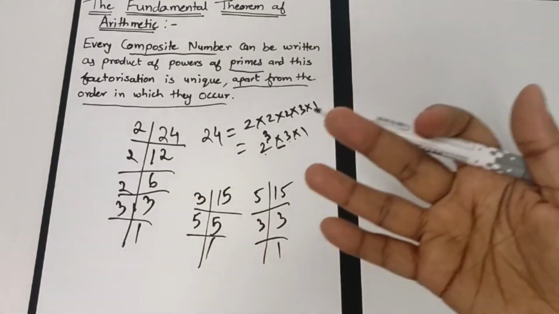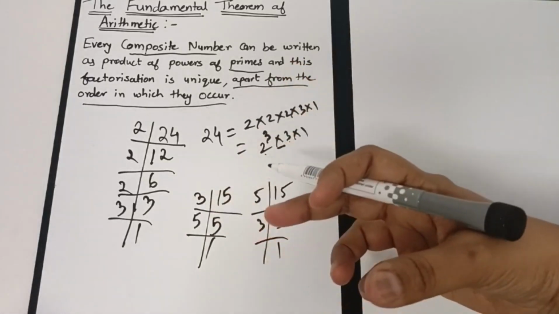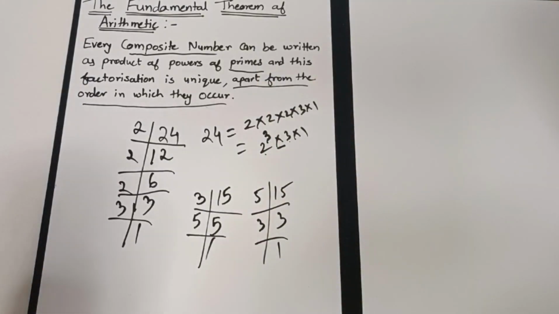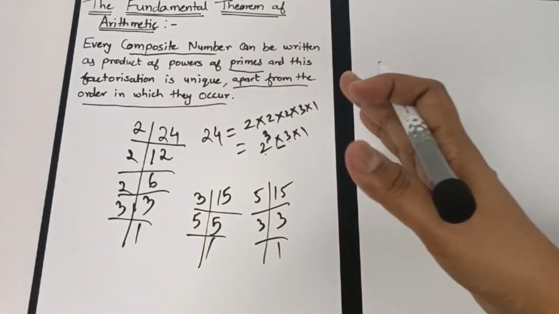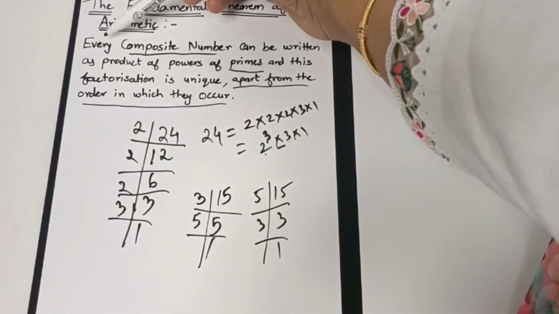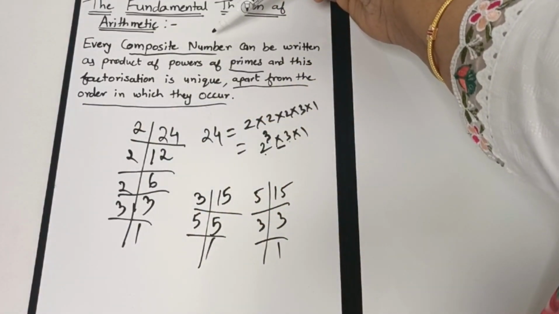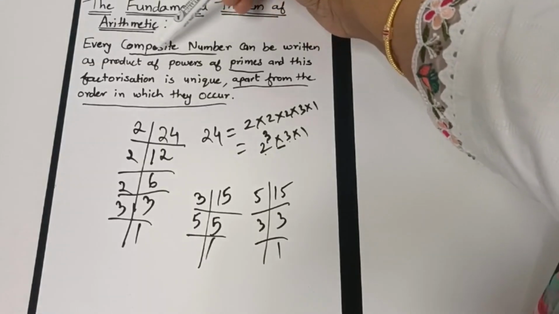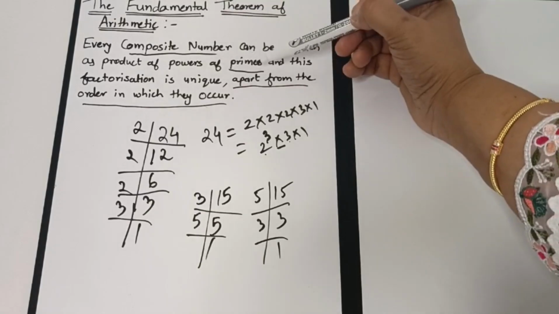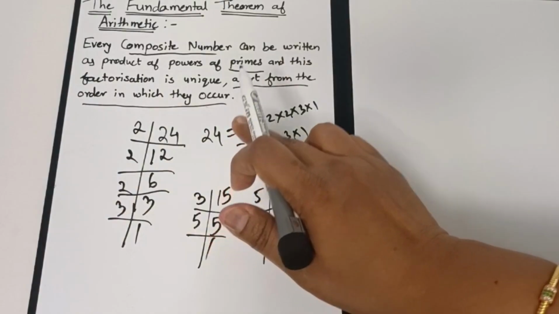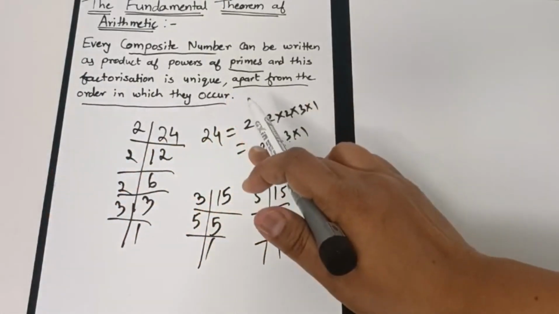Now let us connect all these points together: composite number, prime, the product, the factorization, the powers, and the repeating. Let us understand the fundamental theorem of arithmetic again. Every composite number, where the factors are more than 2, can be written as a product of powers of the primes, and this factorization is unique apart from the order in which they occur.